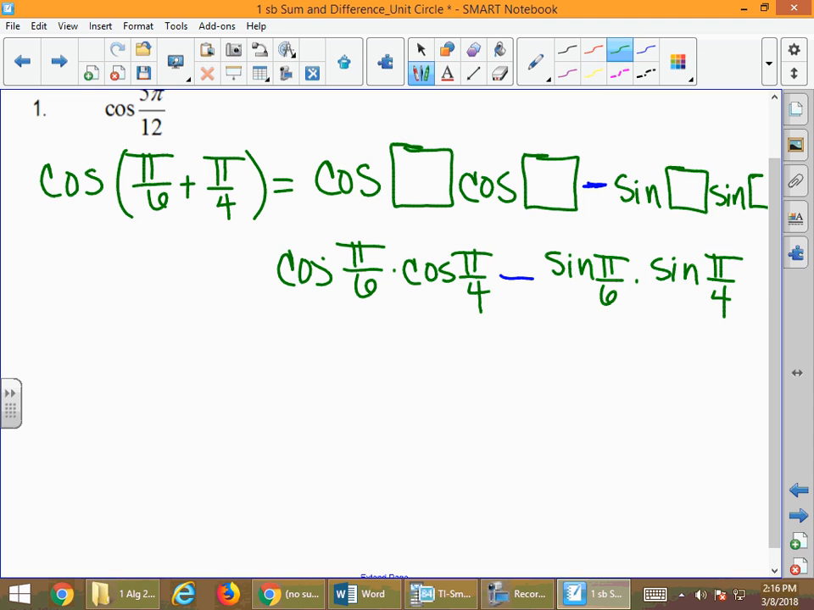We'll go back and use your hand gestures again, if you remember them, to fill in these values. Cosine of pi over 6 is the square root of 3 over 2. Cosine of pi over 4, holding in your middle finger, is going to be the square root of 2 over 2. The nice thing is, pi over 6 is in the first quadrant. Pi over 4 is in the first quadrant. We don't have to worry about positive or negative signs. First quadrant, everything's positive. Over here, sine of pi over 6 is 1/2. Sine of pi over 4, square root of 2 over 2.